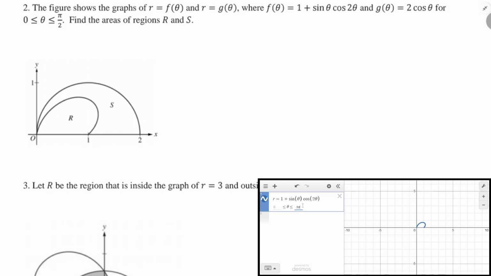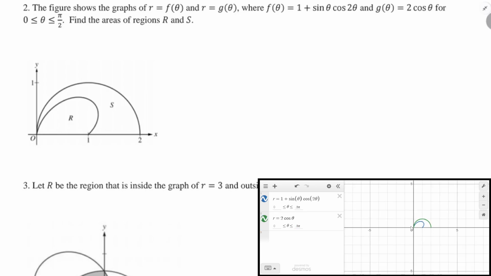Okay, so I'm not super sure, but 2 cosine theta is going to be the more circular one. But if you weren't sure about that, you could graph 0 to pi over 2. Yeah, you can see, okay, the 2 cosine theta, g of theta is on the outside. I might actually write that.